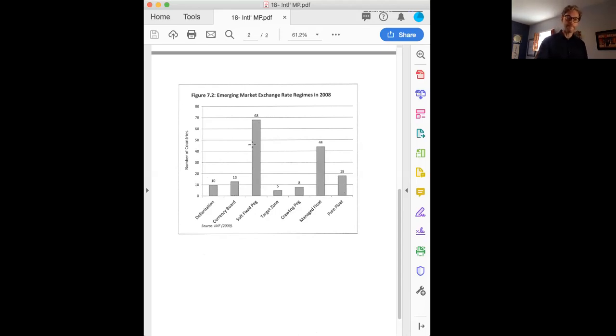A soft fixed peg, right? To be honest with you, there's very subtle distinctions between these, but a soft fixed peg would mean that you peg or target your exchange rate, but you let it fluctuate a lot around that. Or a target zone, which is a more narrow band for floating. A crawling peg, which means that you fix your exchange rate, but you adjust it in a predictable way. Managed float means that you're pretty close to floating, but you jump in extreme situations. And then a pure float means you never jump in.